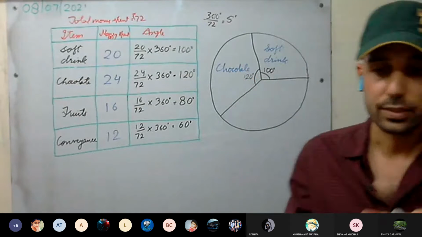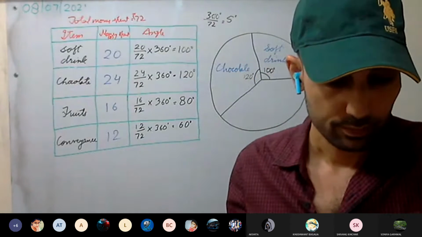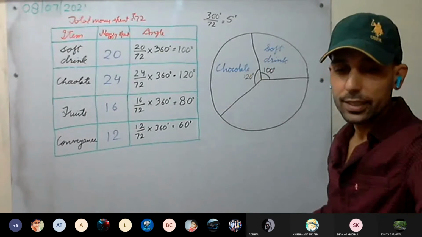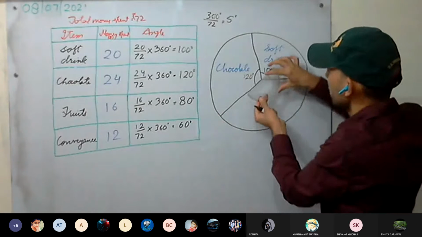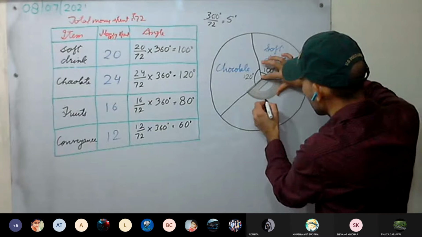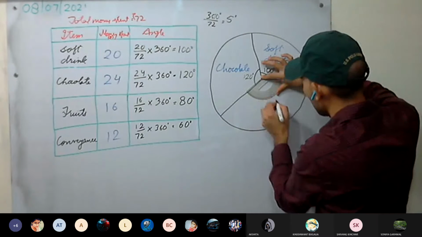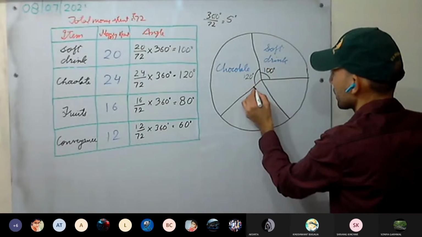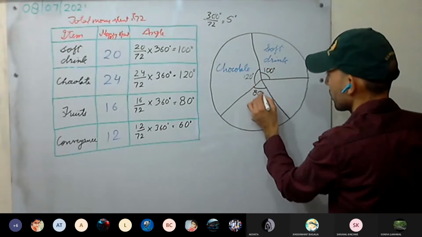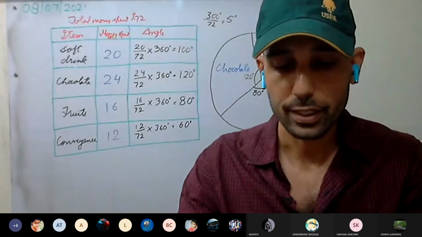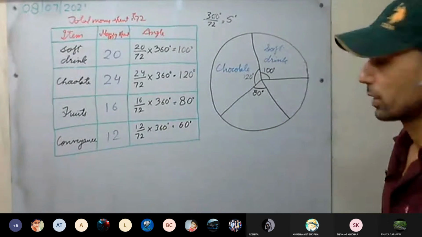Chocolate. Okay, next one. It is fruits. Fruits is how much? 80 degrees. Take your protector, place it here, and mark 80 degrees here. It is 80 degrees. And this sector represents money spent on fruits.